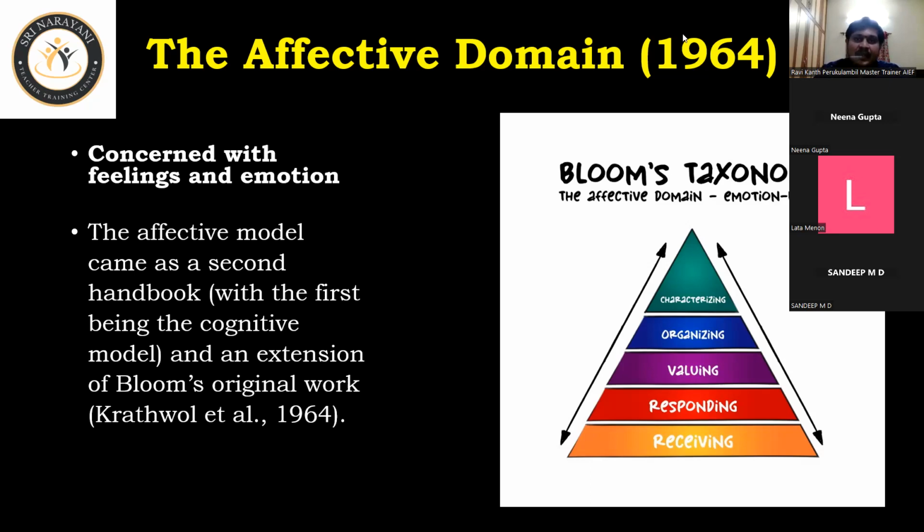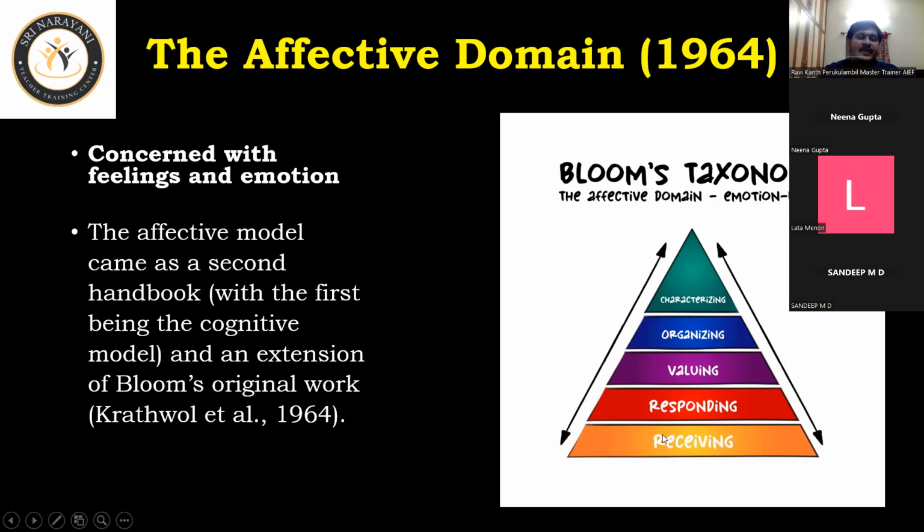Several times, adults fail to understand the feelings and emotions of the children. That's the reason, in many cases, especially children who are moving into adolescence, like sixth, seventh, eighth grades, they become rebellious at many times. So this affective model came as a second handbook, the first being the cognitive model, an extension of Bloom's original work in 1964.